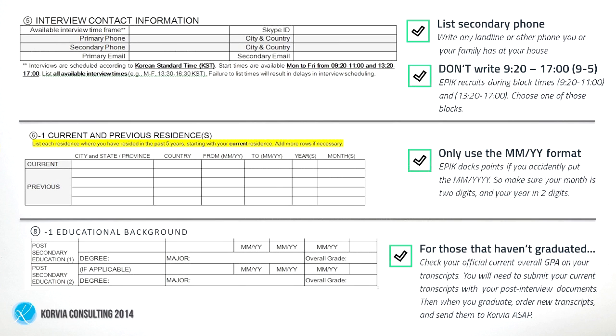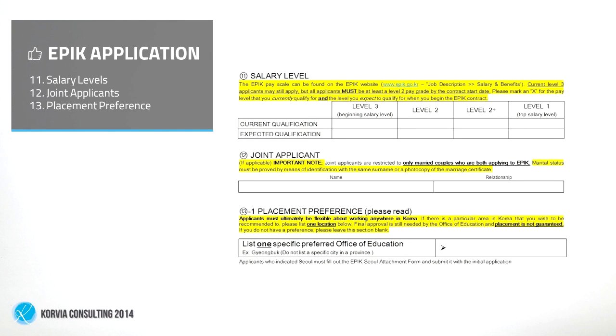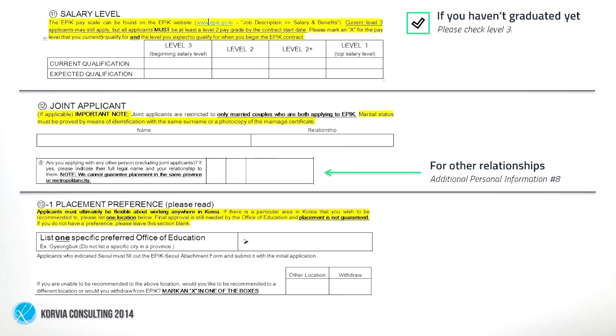And let's go on to salary levels, joint applicants, and placement preference, sections 11, 12, and 13. Okay, so a lot of you are confused about the salary level. Like, I haven't graduated yet, so what do I put? What's my current qualification? If you haven't graduated yet, put level 3 for the current qualification and expected qualification, okay? You can find this pay scale on the EPIK website as well. I don't want to go over all of it because it takes a long time and it's very specific. But if you check that out, you should be able to get it. If you do have more questions about that, just ask your recruiter. They'll be happy to tell you what your current qualification and expected qualification level is.